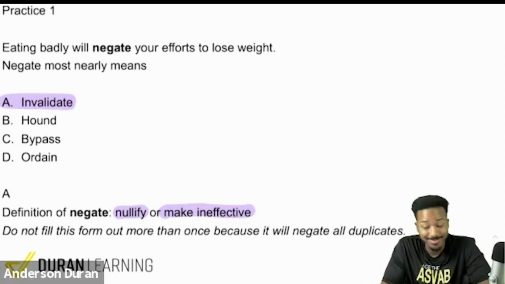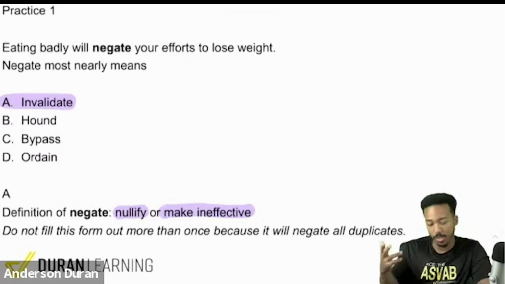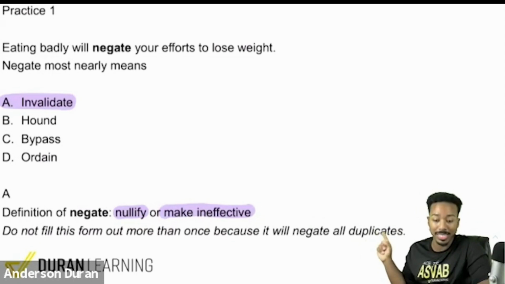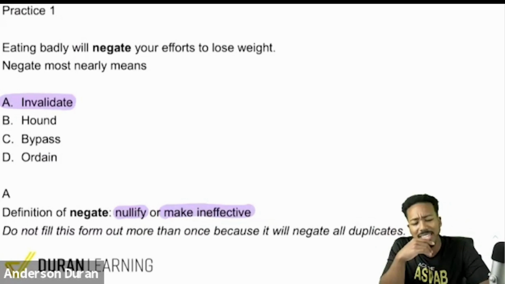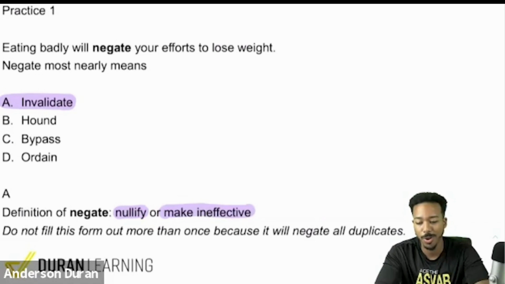And so let's take a look at the next word here, or actually the sentence, then the words. Do not fill this form out more than once because it will negate all duplicates. So basically, follow the directions unless you want this to be void. So let's look at the answer choices here. B, hound. Everybody, to your knowledge, what does hound mean? Quick. What does hound sound like it means to you? Like when you're hounding somebody, what does that sound like? Yeah, harassing. That's a good one. Harp on somebody, bothering somebody, hounding them. That's right. Pest, another great word to use. So you guys know a lot of synonyms, and I love seeing that. Great stuff.